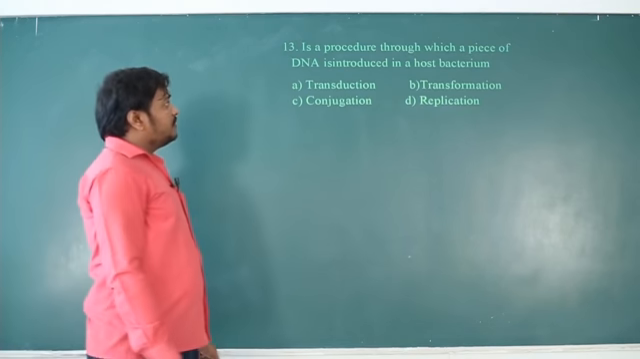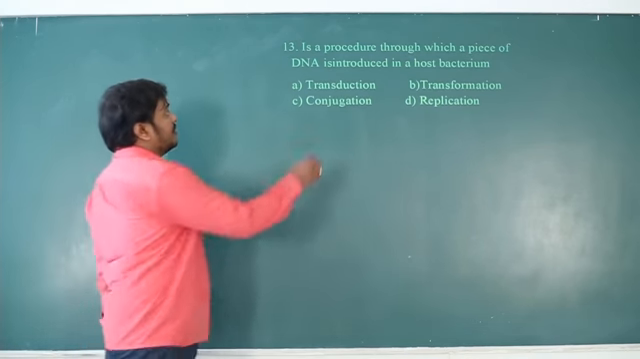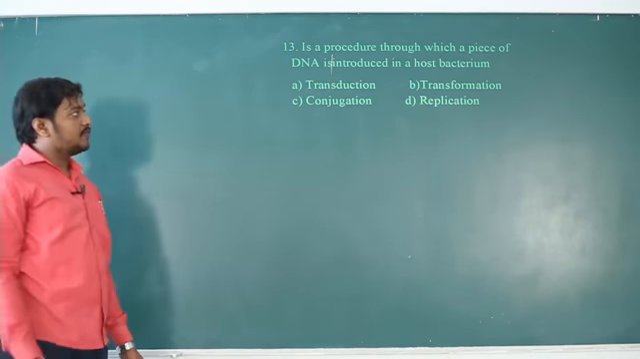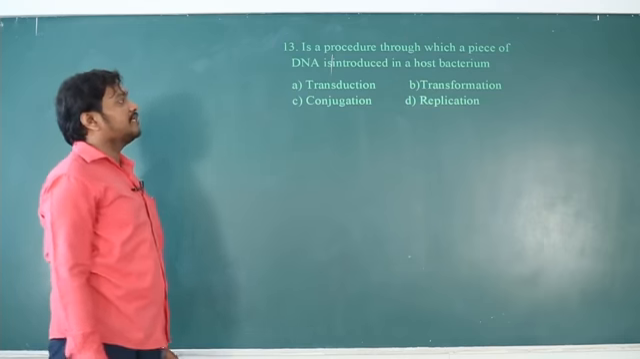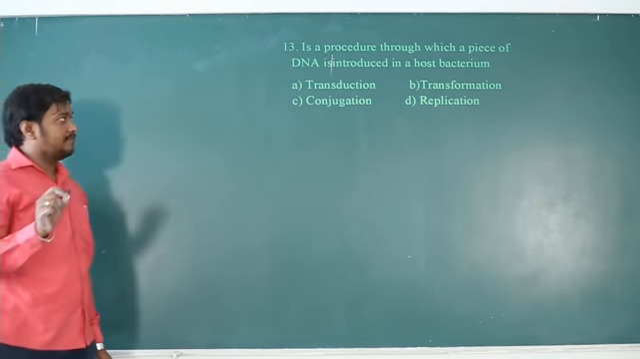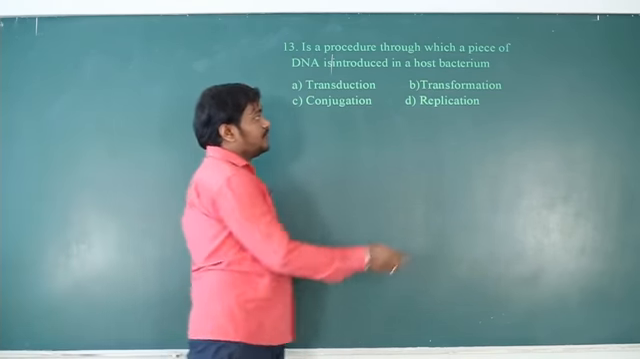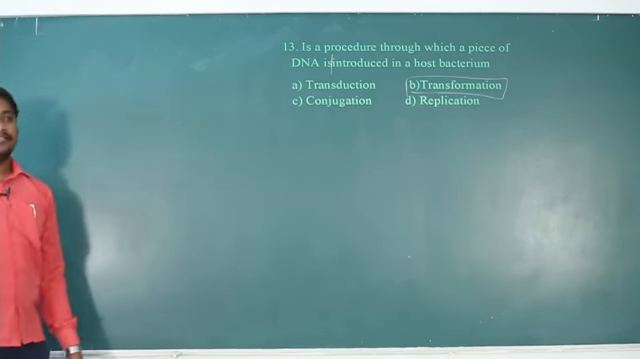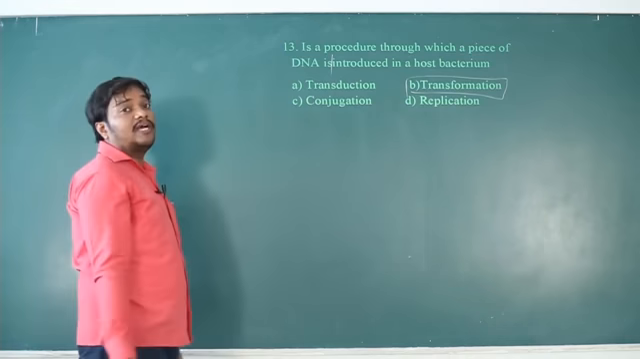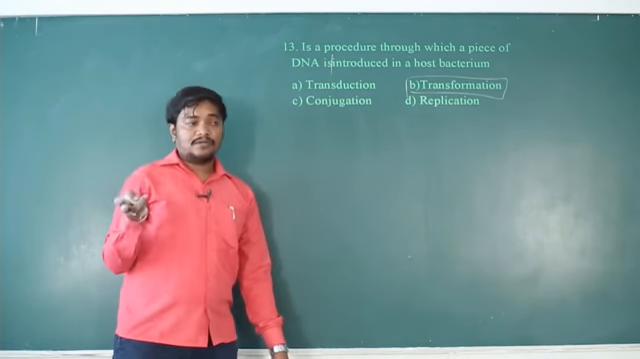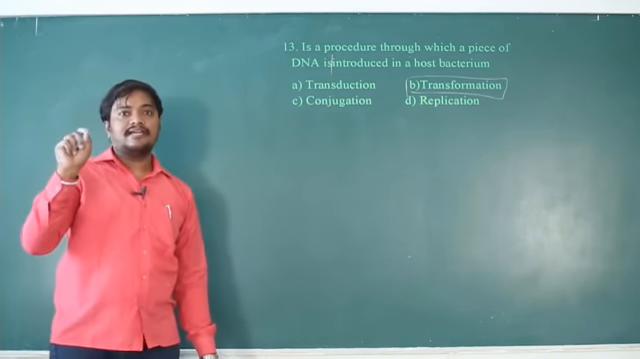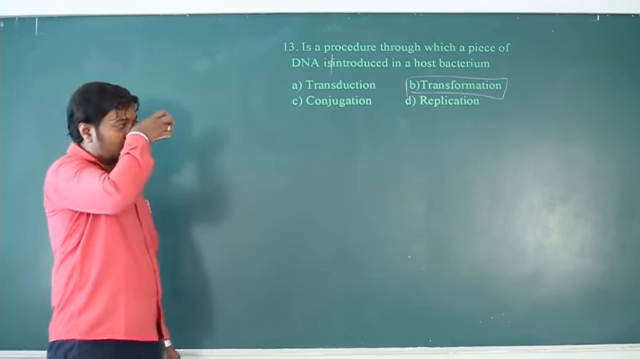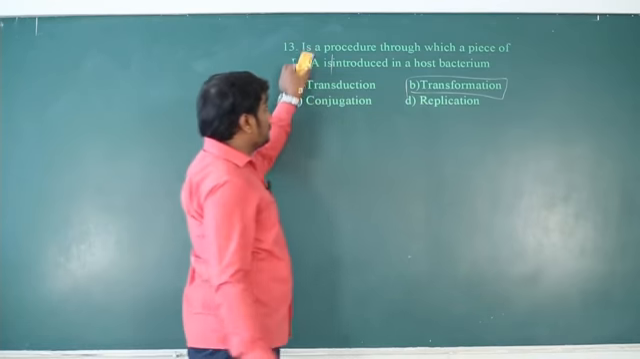Here's a procedure through which a piece of DNA is introduced in a host bacterium: transduction, transformation, conjugation, replication. By which method is a fragment of DNA introduced into the bacterial genome? It was experimentally proved by Griffith. R strain of bacteria transformed into S strain by the process called transformation, where S strain bacterial genome enters R strain bacteria and converts R strain into S strain. That process is called transformation.